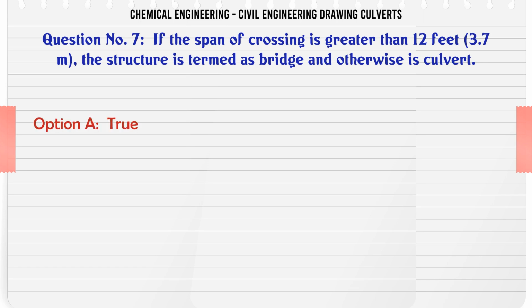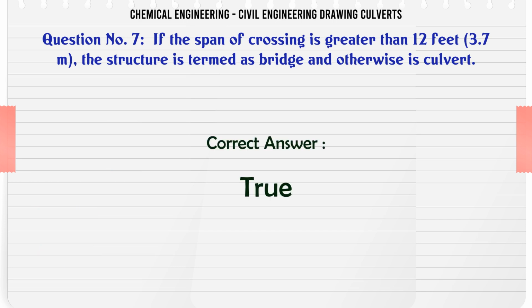If the span of crossing is greater than 12 feet, 3.7 m, the structure is termed as bridge and otherwise is culvert. A. True. B. False. C. D. The correct answer is true.